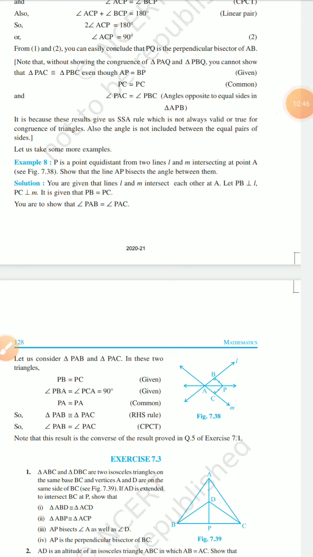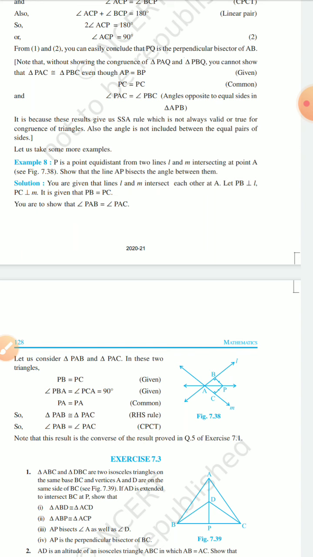In example 8, we are given that P is a point which is equidistant from two lines L and M. That means the length of line PB will be equal to PC, and the lines are intersecting at point A. We have to show that the line AP bisects the angle between them. That means we have to show that this line AP is also bisecting the angle formed when these two lines L and M intersect each other, right?